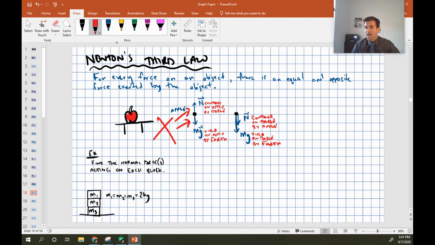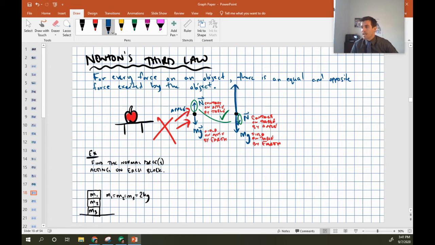So here we have apple, table, apple, earth. Those aren't a Newton's pair because they're acting on the same object, they're different forces, and the words aren't flipping. These ones here, this one and this one, that is our good Newton's pair. And then there's one more force acting on it.